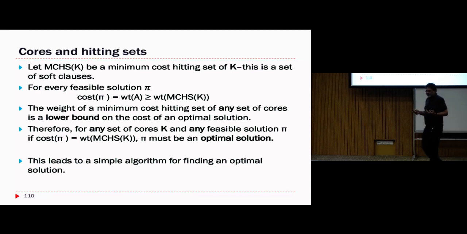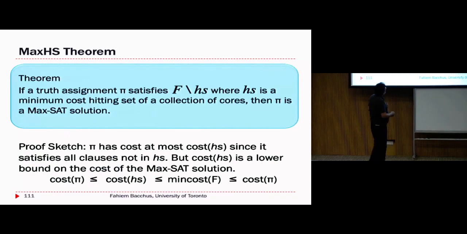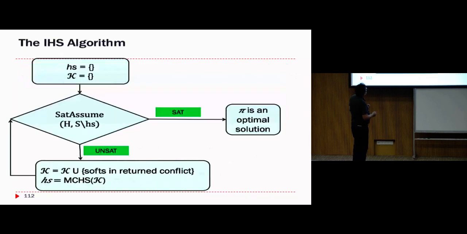So that leads to this very simple algorithm for solving Maxsat. What you do is you have this theorem, which you can prove. It's very trivial. It says if I take my formula HF and I remove from it a hitting set of the cores, and if the result, that's a bunch of soft clauses I've removed, if the resultant rest of this is satisfiable, and that is a minimum cost hitting set, then that solution is a Maxsat solution. It's optimal. Okay? And there's a simple proof here. So it leads to this algorithm. You start off with an empty set of cores, and of course, a hitting set of an empty set is an empty set.